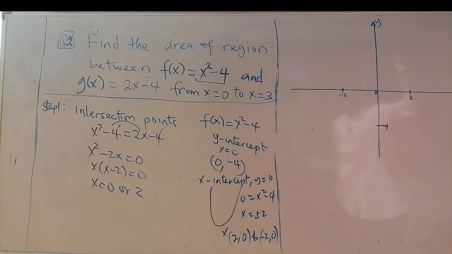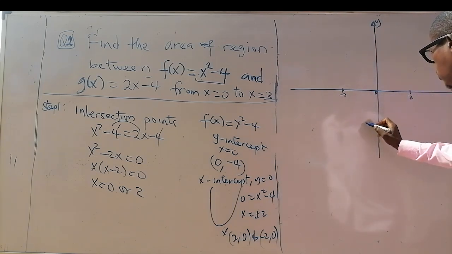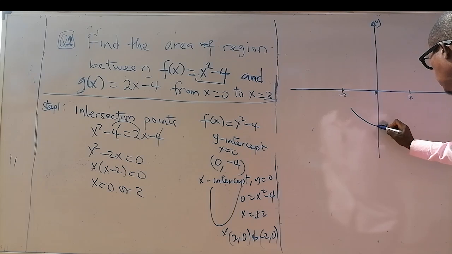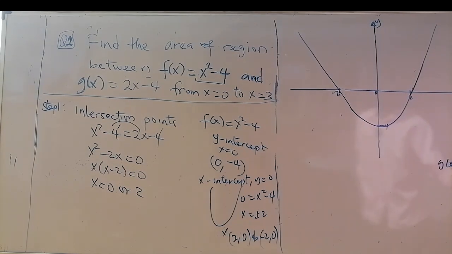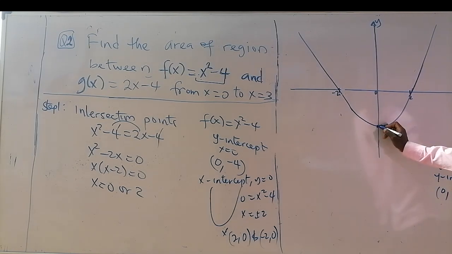So I think we've gotten all we need, just for us to join these points together. For the straight line, g of x is 2x minus 4, we can do the same thing also. Get the y-intercept: x is 0 for the y-intercept. So that's 0, minus 4. It's the same place also, 0, minus 4.